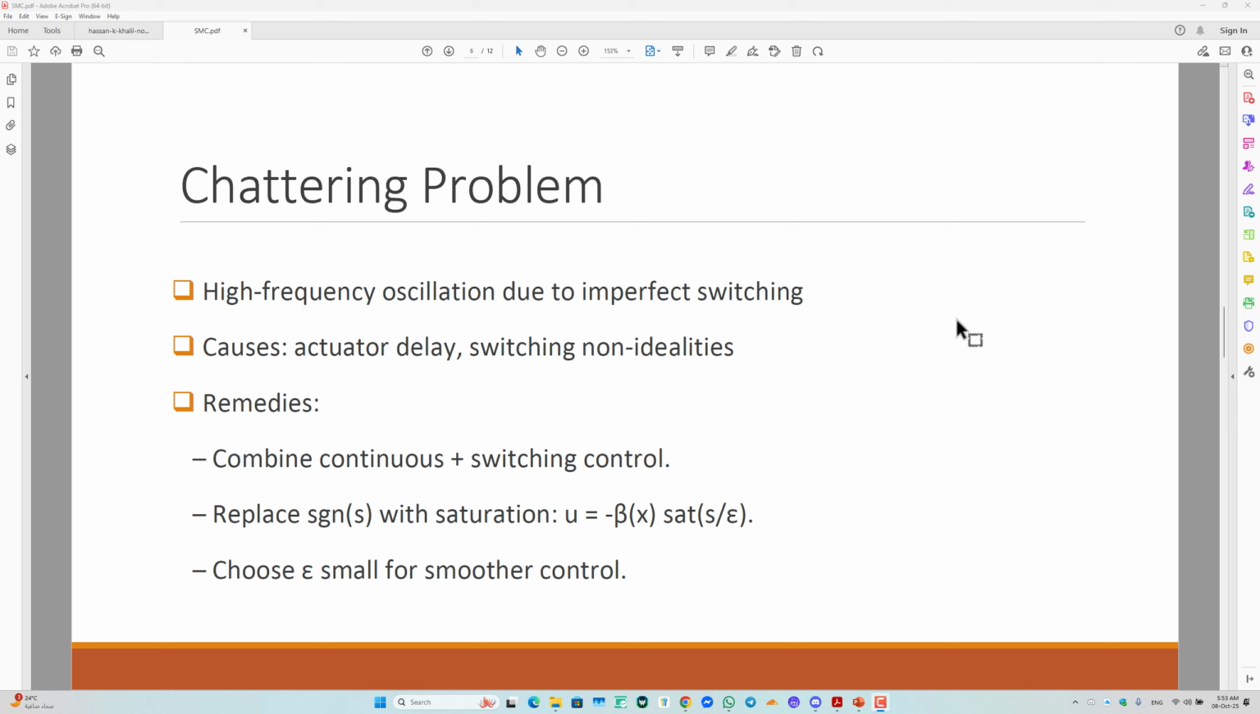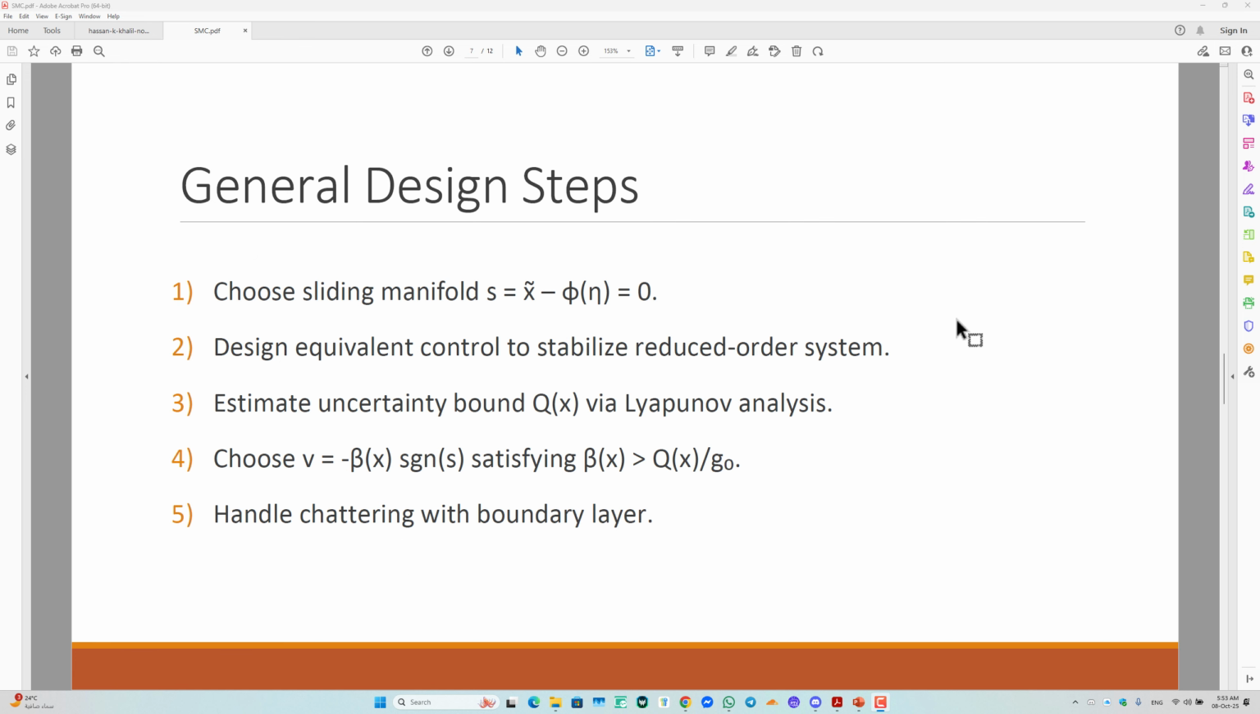And now let's move on to the general design steps of the sliding mode control. To design a sliding mode control, we follow these steps. Step 1: choose the sliding manifold s of x equals 0 so that the reduced order dynamics are stable.